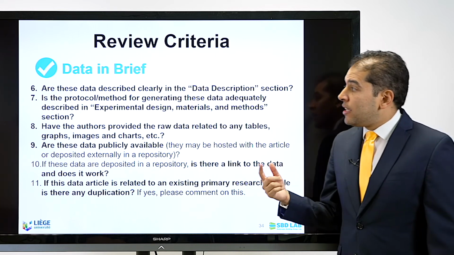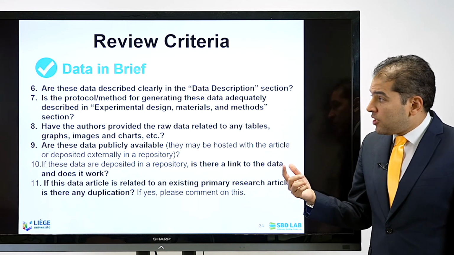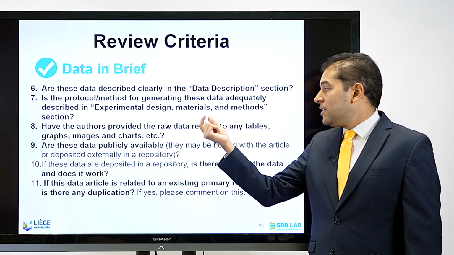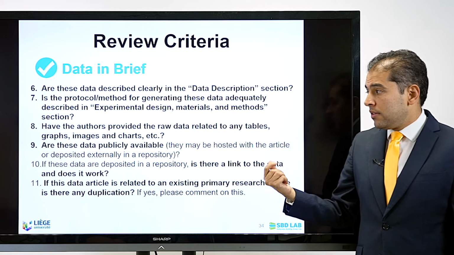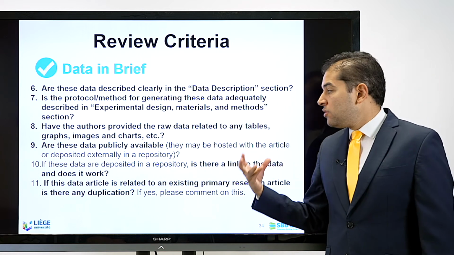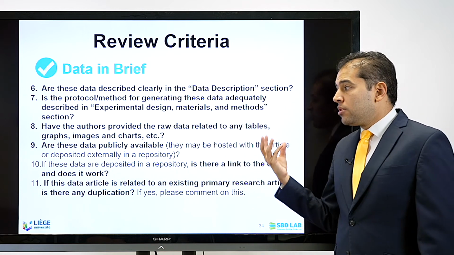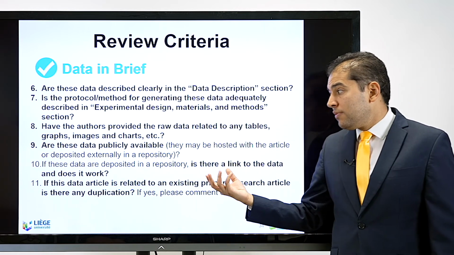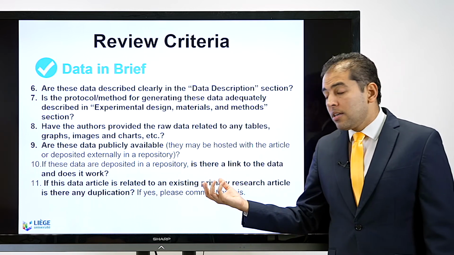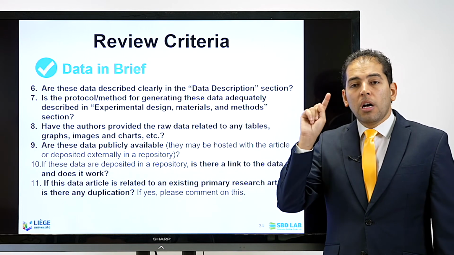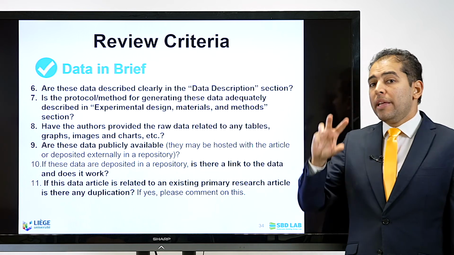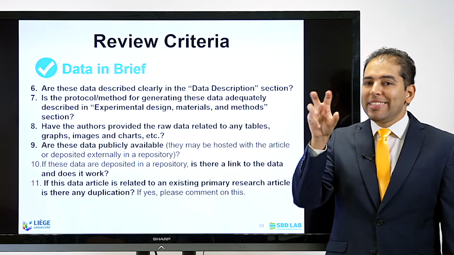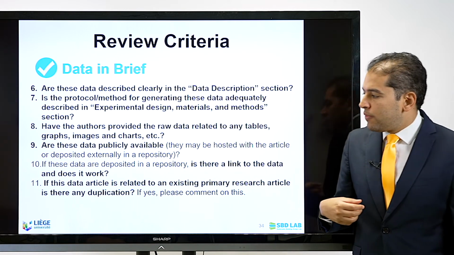They will continue checking if the data is well described clearly, is the protocol of data collection and the experimental design, materials and methods section well written, have the authors provided the raw data in the form of tables or graphs or images or charts. Did they describe that? Are the data publicly available? Did they share the link to the repository? The editor most of the time will click on the repository link and check, and even download the zip file, unzip it, and check if this data is in a proper format or not.